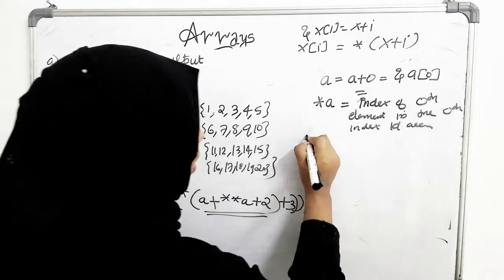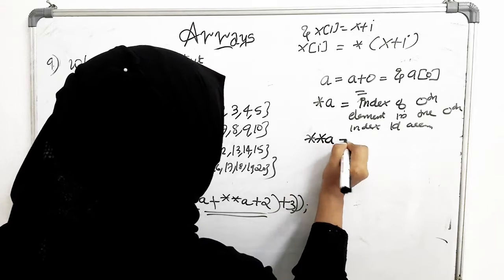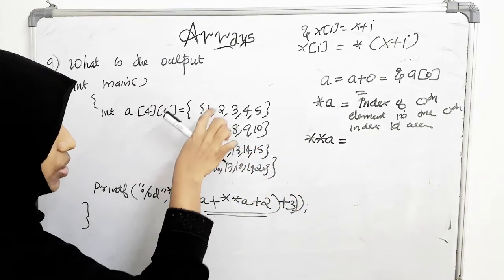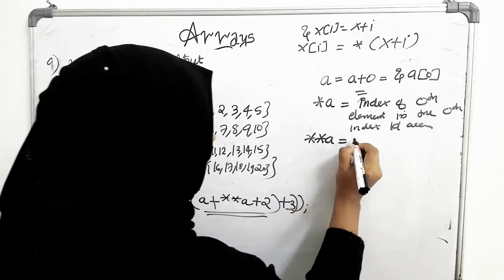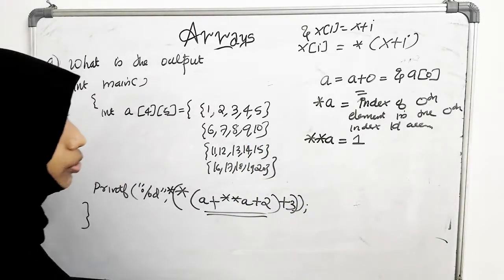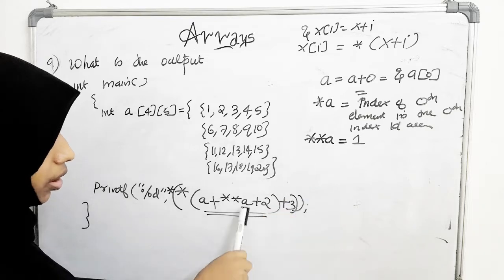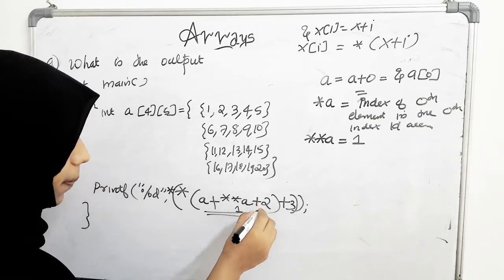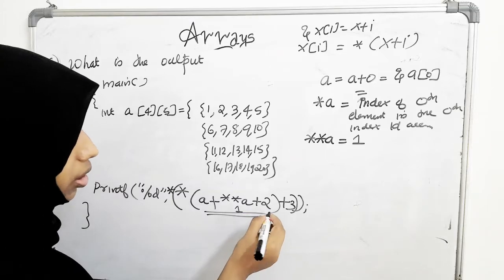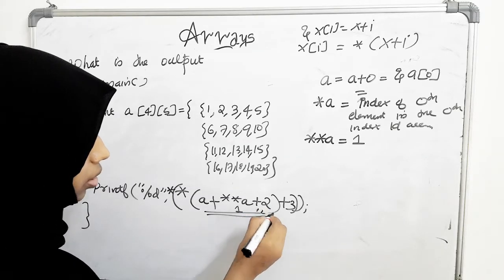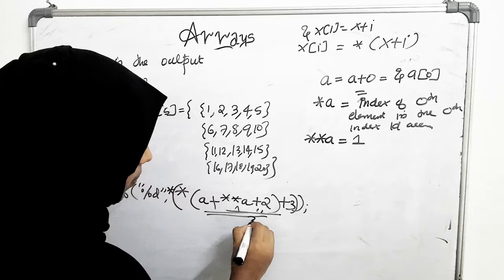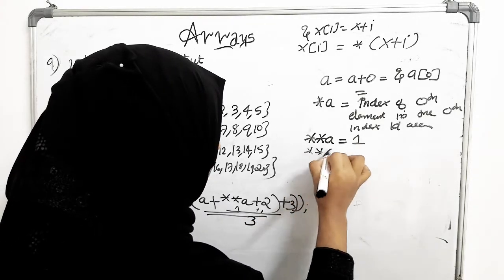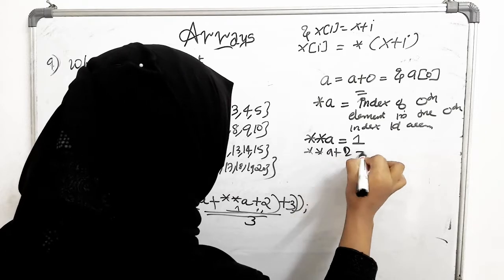Now if you are putting one more star, it is taking the value, that is the value of the 0th index element. So the value is 1, so **A is 1. Now **A plus 2 is 1 plus 2, which is 3. So this total thing becomes 3.